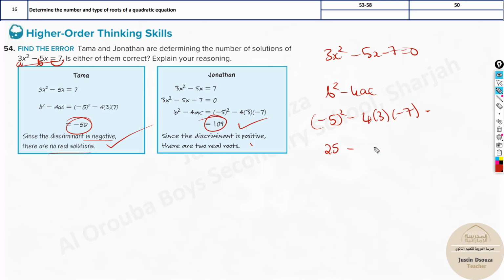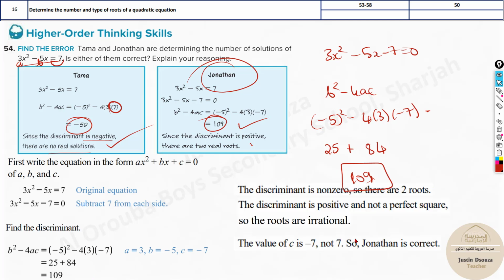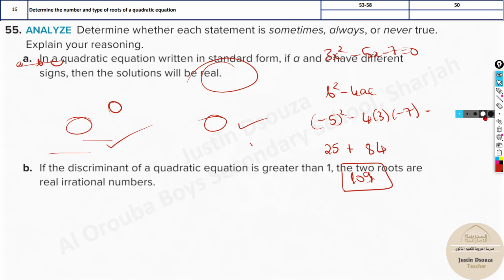7 times 3 is 21, and 21 times 4 is 84. But this will be plus because it is minus and minus. Now add them up. It will be 109. Now this person, Jonathan, is the person who got it right. So that's the answer, and it's two real roots. Now why did Tama get it wrong? Here you should take minus 7, whereas this girl did not take minus 7, she took plus, and that's the error. I hope this is clear. This is the answer, and so who is correct? Jonathan is correct.